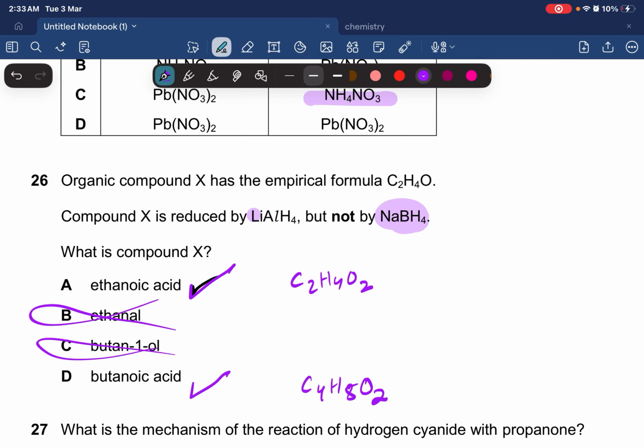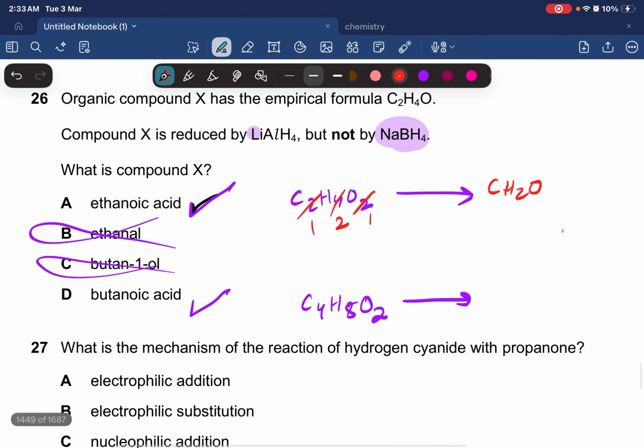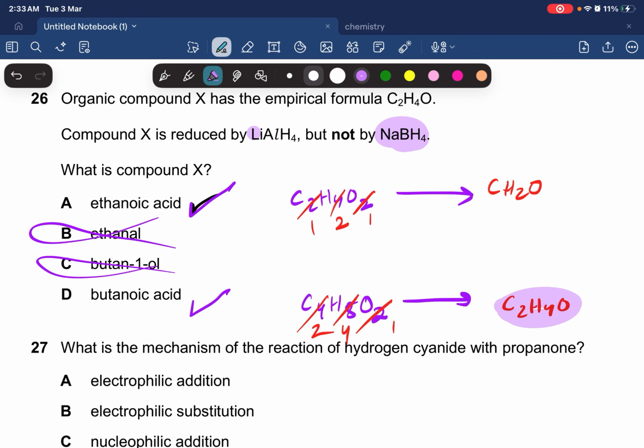That's the molecular formula. Now, if we convert it into the empirical formula, what do we do? We just divide by 2. 2 divided by 2 is 1, 4 divided by 2 is 2, 2 divided by 2 is 1. So that becomes CH2O. For the other, 4 divided by 2 is 2, 8 divided by 2 is 4, and 2 divided by 2 is 1. So C2H4O. So that's the empirical formula for butanoic acid. So that means the correct answer is going to be butanoic acid.